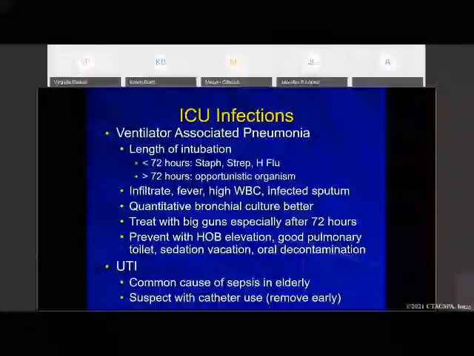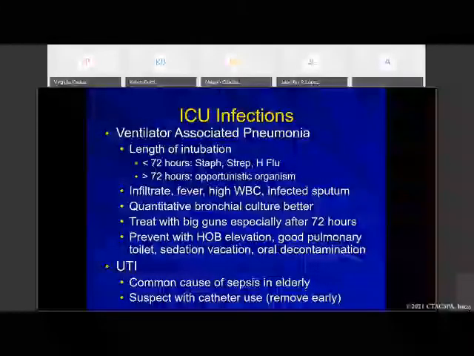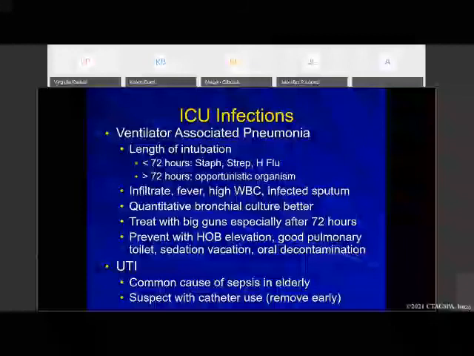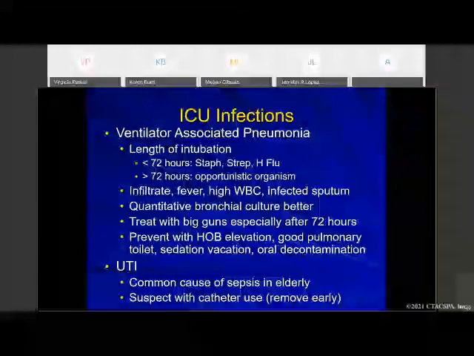Ventilator-associated pneumonia. What's causing it? If it's less than 72 hours, it's probably one of those 3 organisms. If it's over 72 hours, it's something that's in your hospital or an opportunistic organism. So it'll lead you to what you should choose for antibiotics. Because infiltrates, high fevers, high white counts, infected sputum.